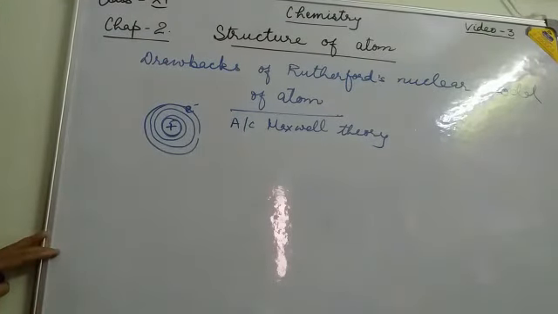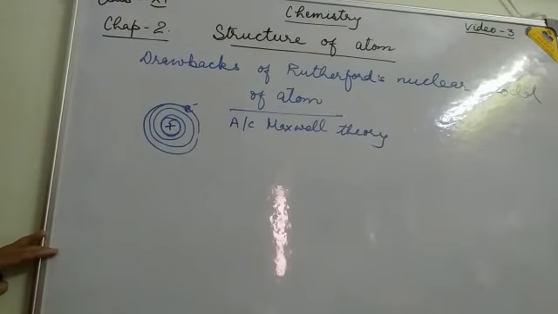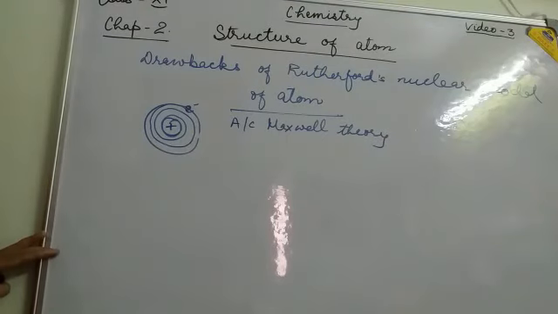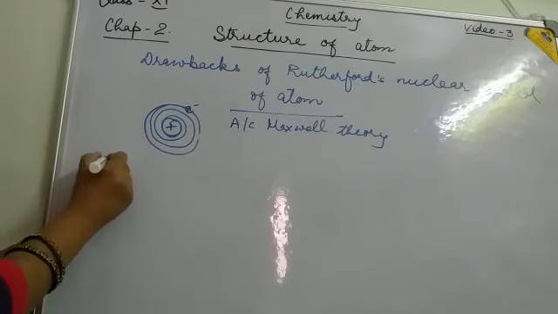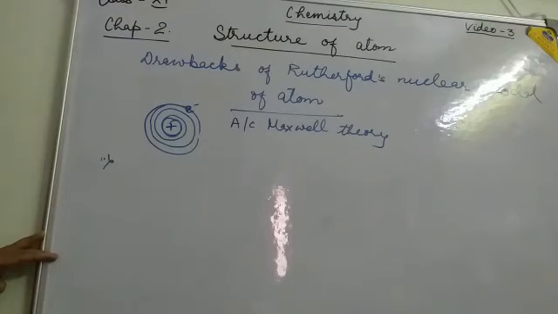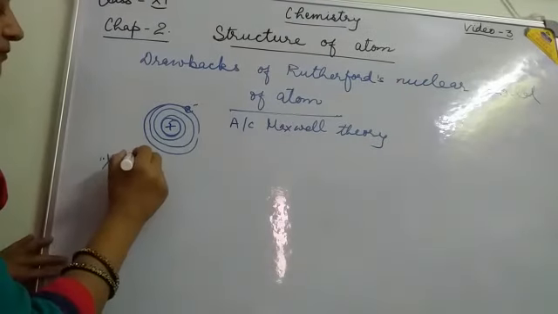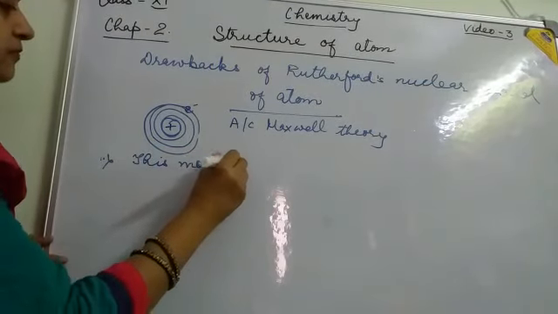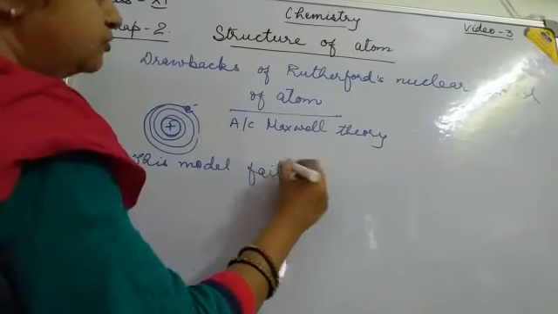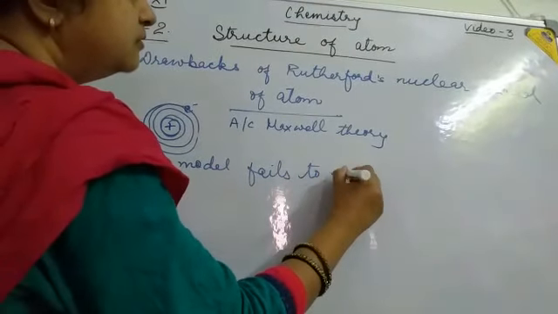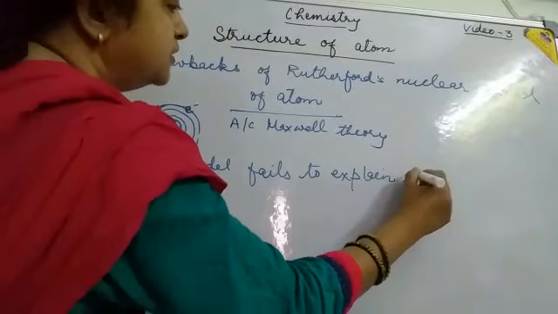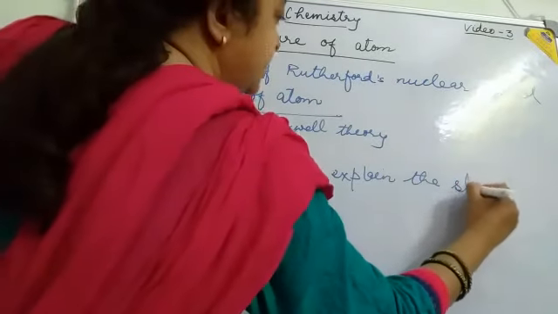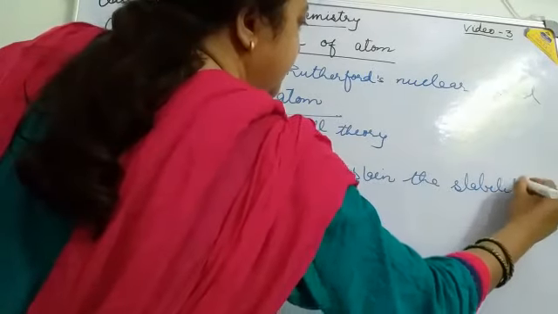So, further, this theory is explained by Niels Bohr. So, there are drawbacks of Rutherford model. First is, this model failed to explain the stability of an atom.